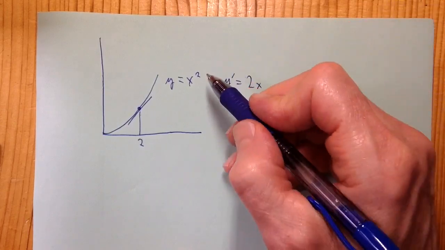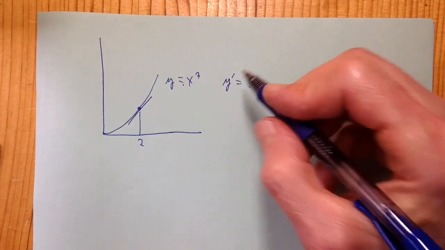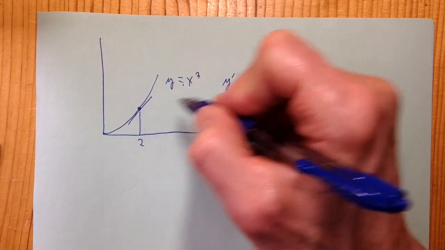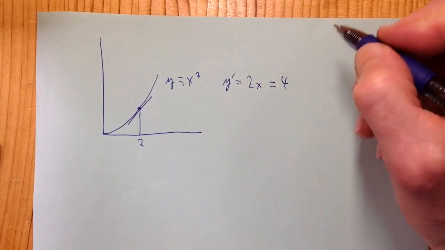It's a really simple formula. You take the 2 from the exponent, put it in front of the x, and take away 1 from the exponent. So the slope there, since that's x equals 2, would be 4.